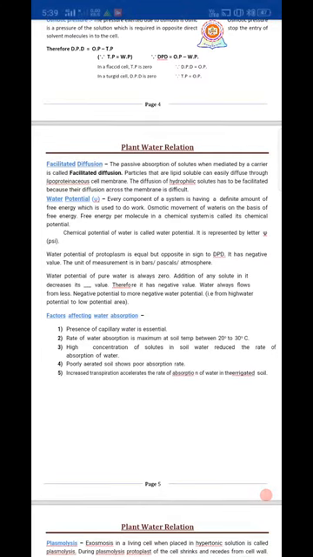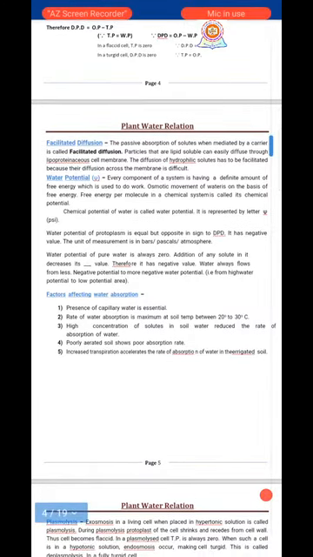Water potential of pure water is always 0. Addition of any solute in it decreases its value. Therefore, it has a negative value. Water always flows from less negative potential to more negative potential, that is from higher potential to low potential area.